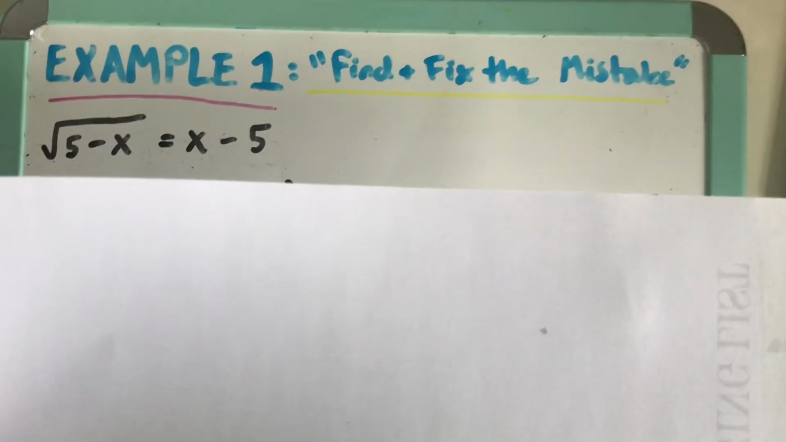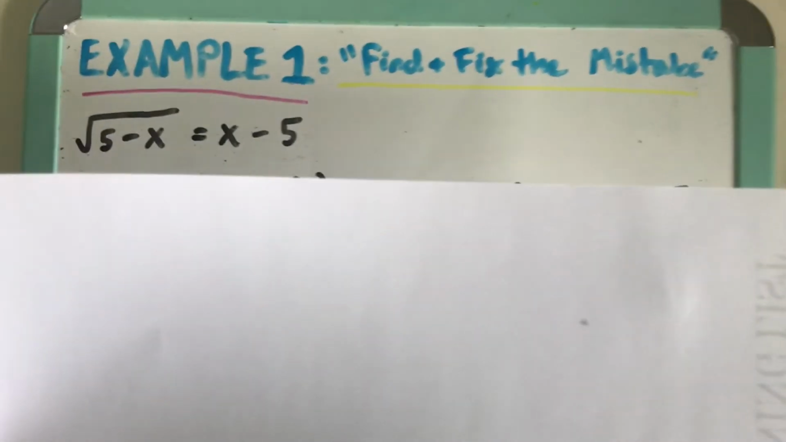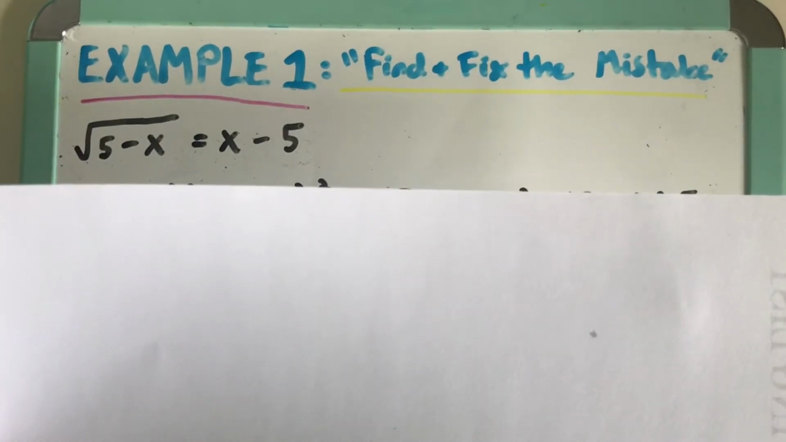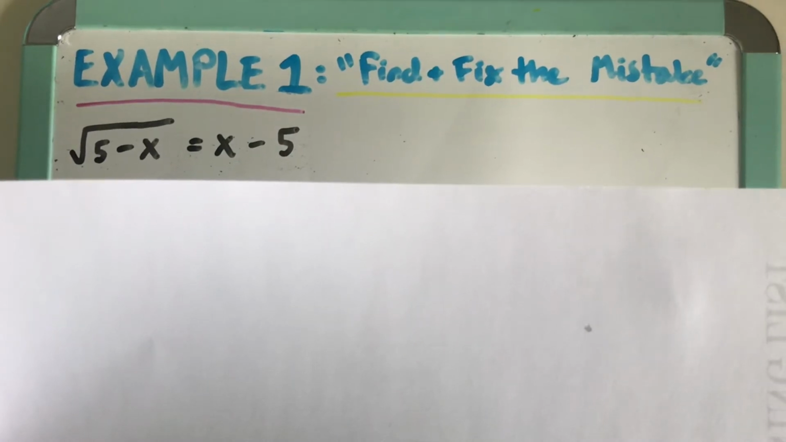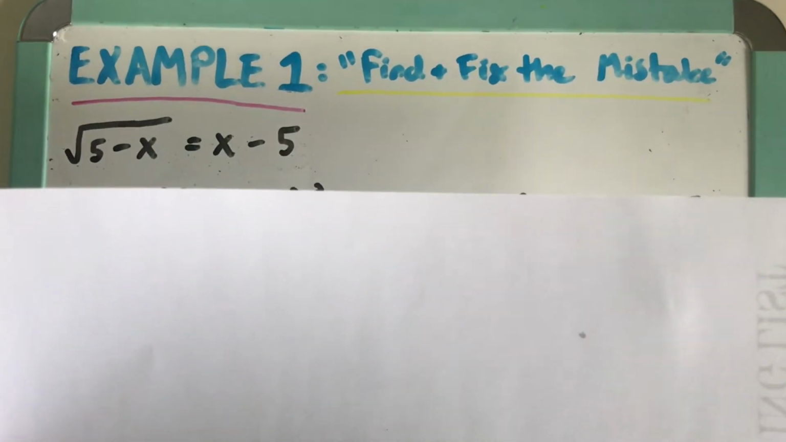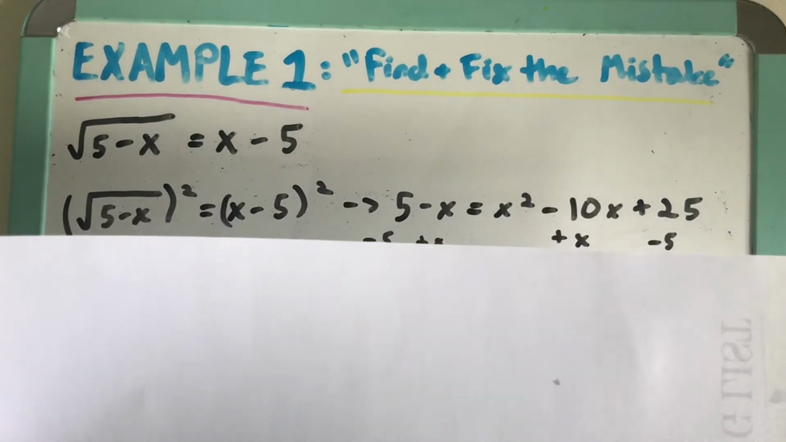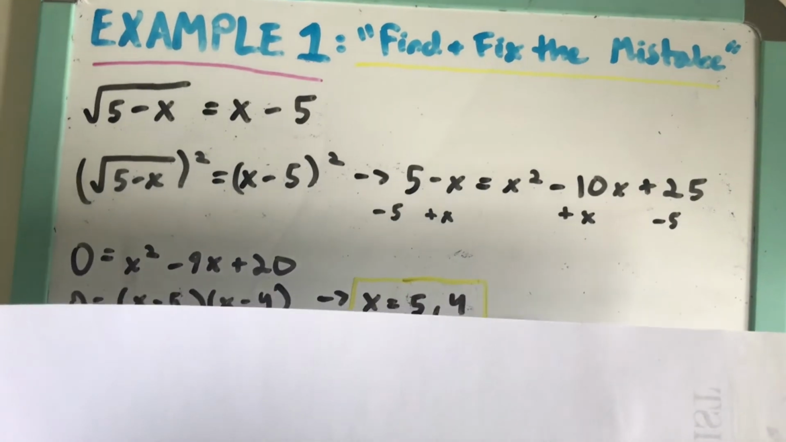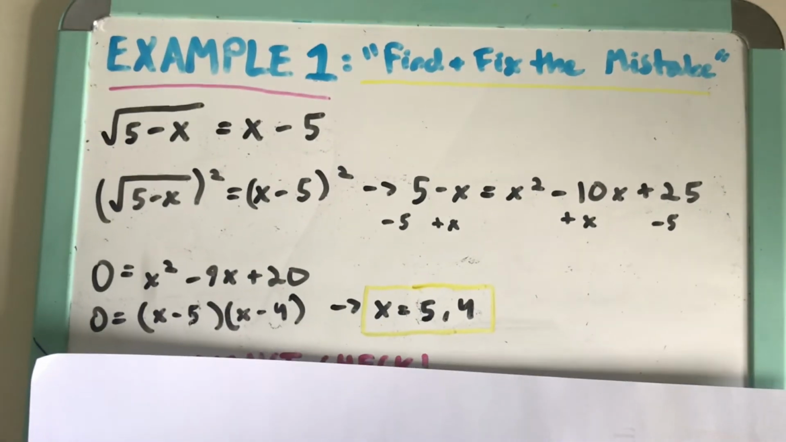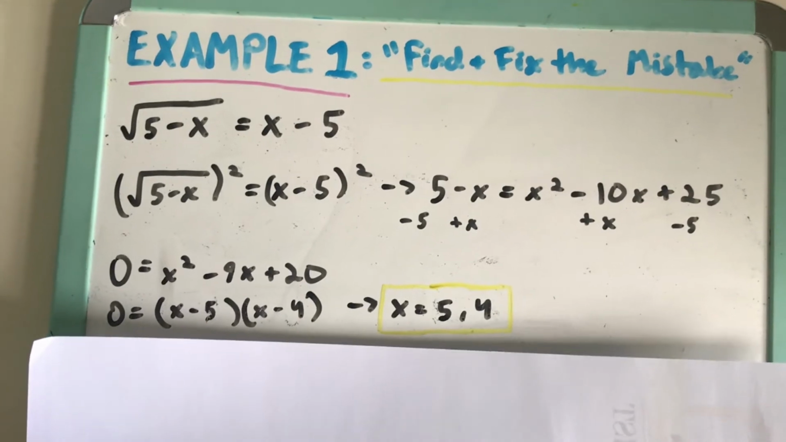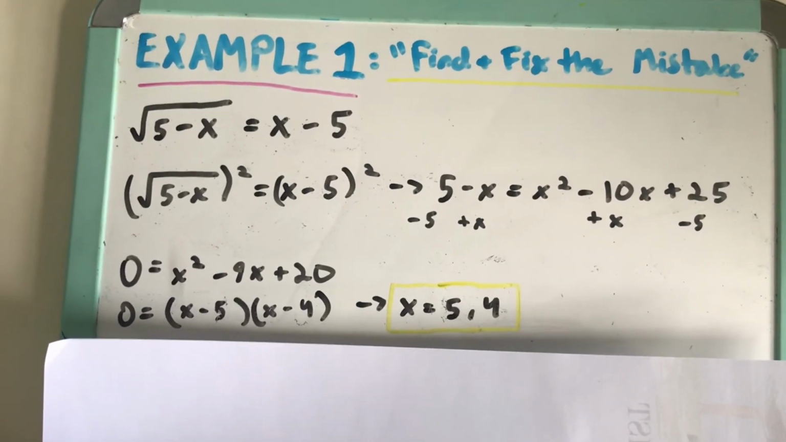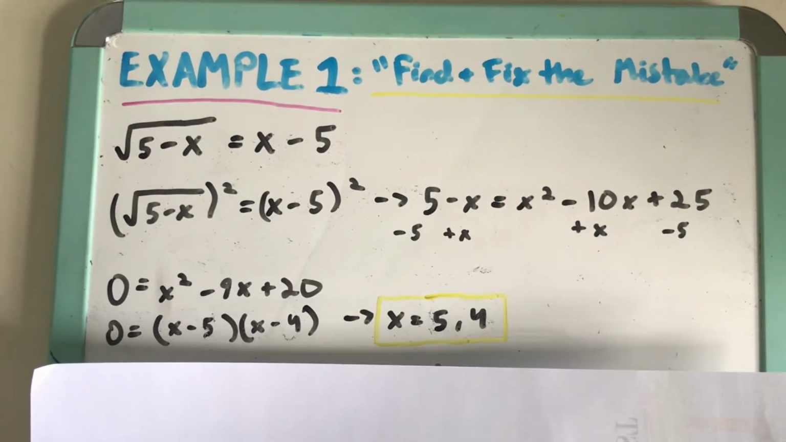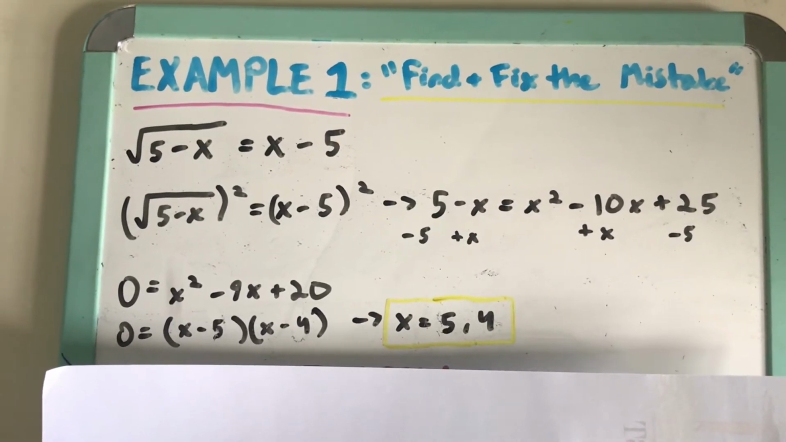Let's move to our first example, example 1, a find and fix the mistake. So we're going to look at a student's work and see if we can find where they made their error. The problem is the square root of 5 minus x equals x minus 5. The first step is to square both sides. Next, this student simplified. As you can see, they got 0 equals x squared minus 9x plus 20. And from there, they factored that into 0 equals x minus 5 and x minus 4, leading them to say that the answer was that x was 5 or 4.